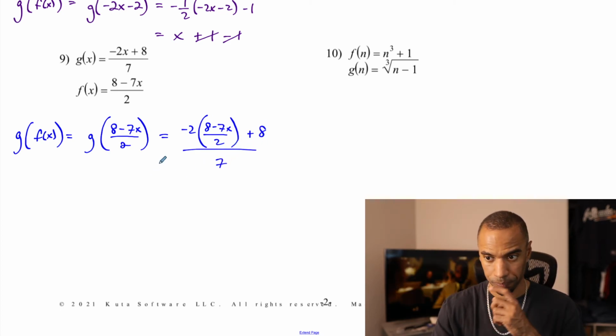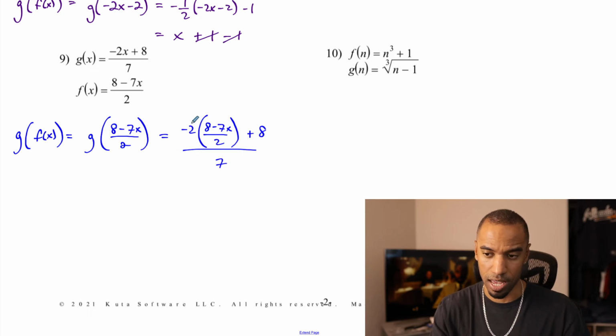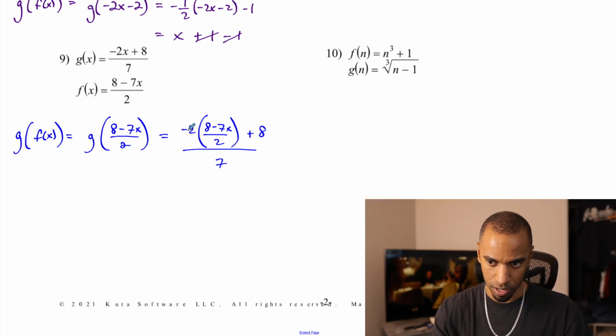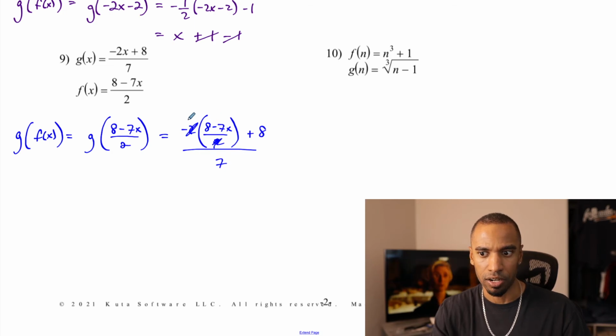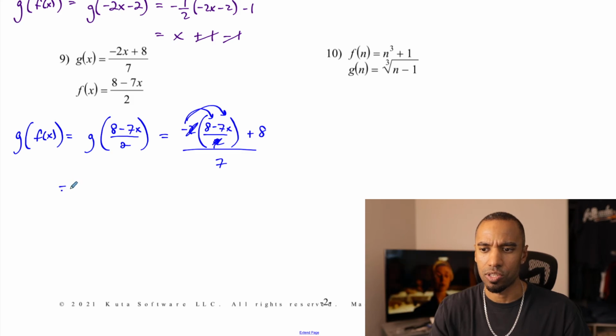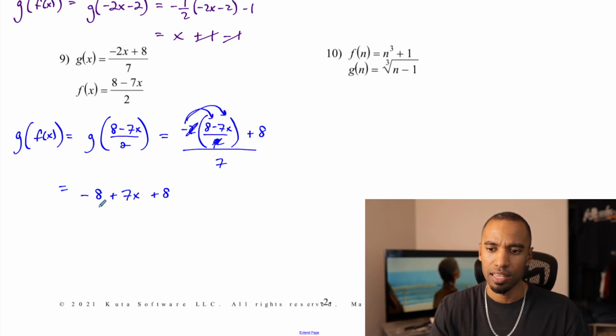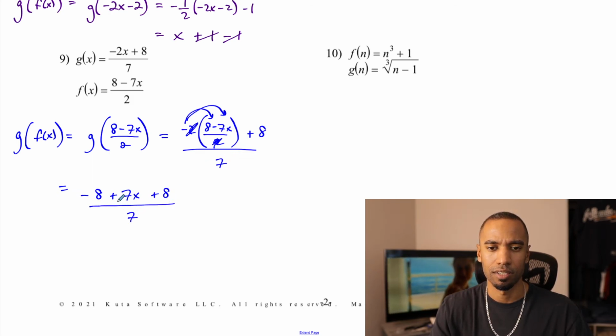That's a lot to work with. Actually, not really. Check this out. Instead of distributing right here, you have negative 2 divided by 2. That is negative 1. So there's still a negative outside of there, but now there's no more fraction here. So now I just have to distribute the negative into the 8 and the negative 7x. So that's going to give me negative 8 plus 7x. And then there's this plus 8 right here, and this is all divided by 7.